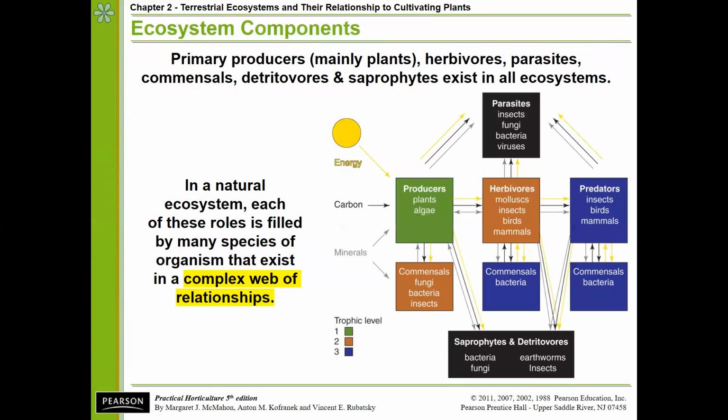This is a question a lot of people missed on the quiz, looking at the trophic levels and how generally they depict it as a food chain, but really it's better depicted as a food web because it's a really complex group of relationships, not just something very linear like a food chain.